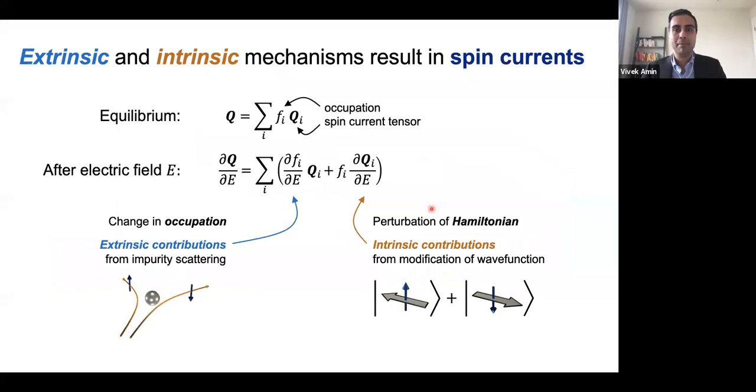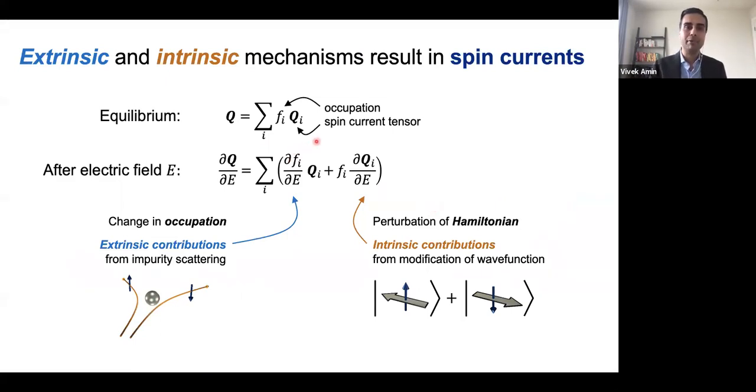Okay, so what do I mean by that? Intrinsic and extrinsic mechanisms can result in spin currents, and the way that different groups define these terms can change. So what I'm going to try to do is be very precise about what I mean in this particular talk.